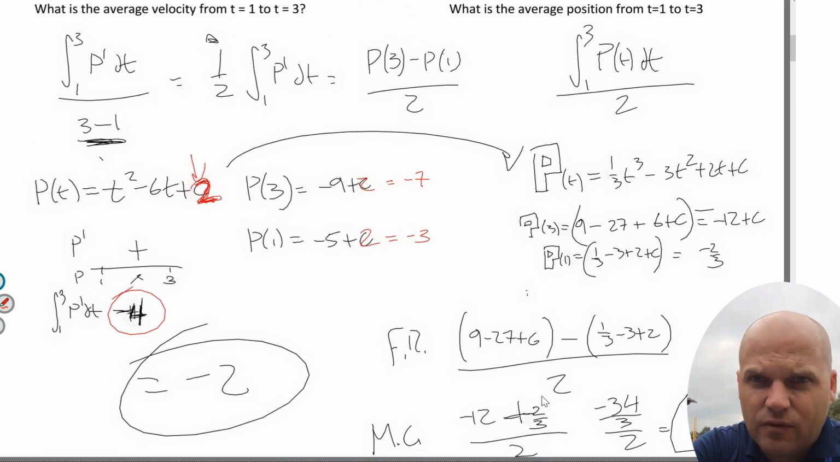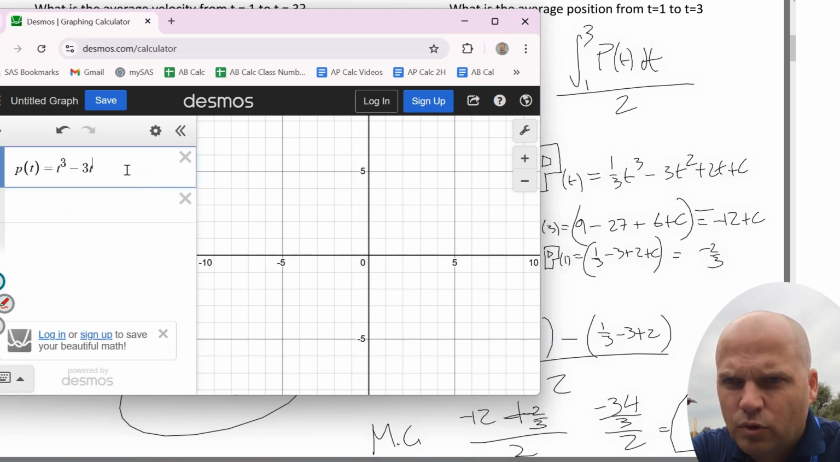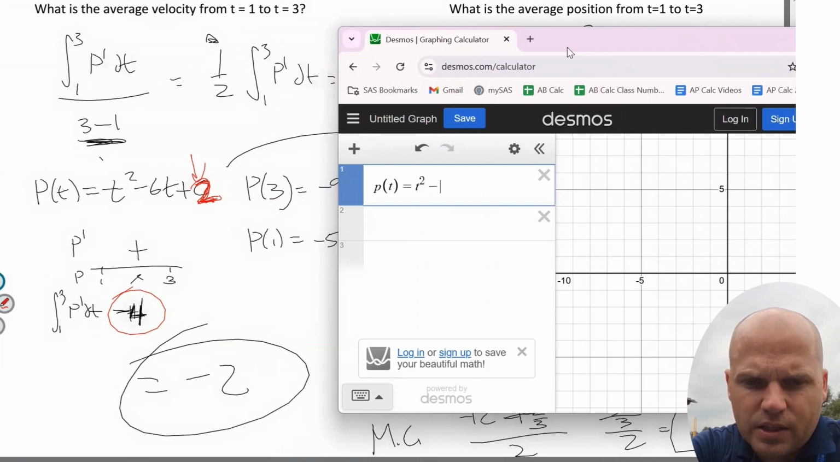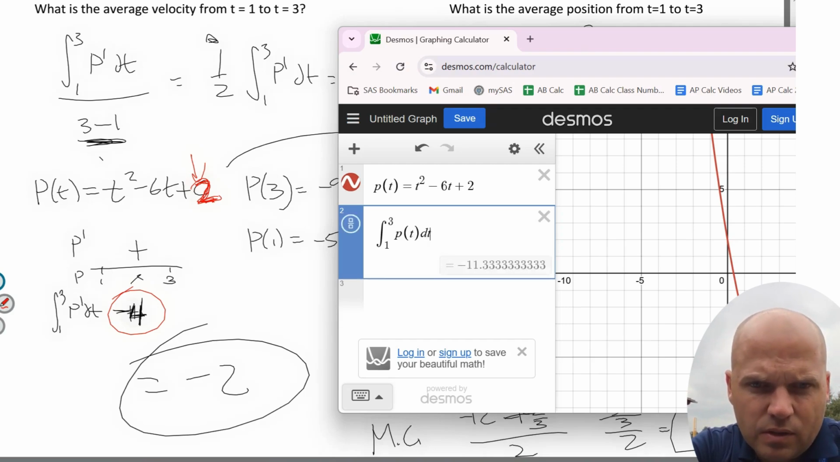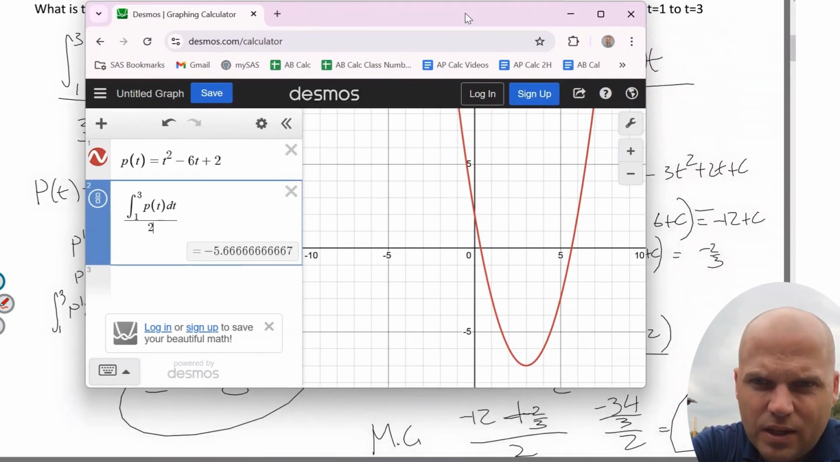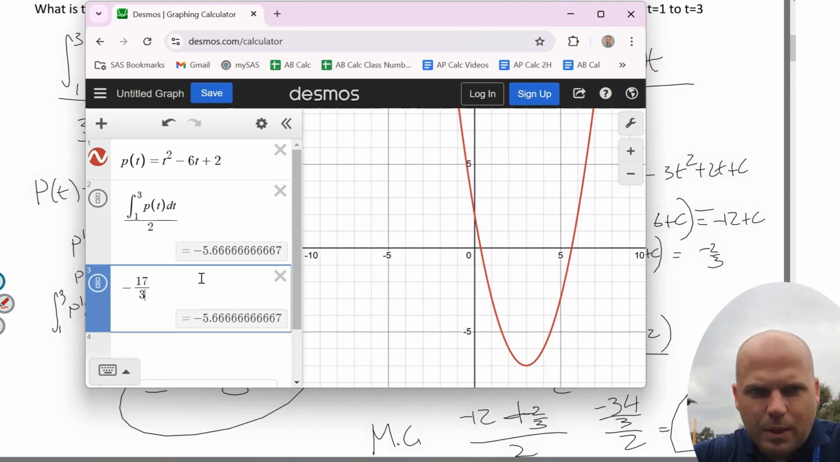Now let's see if that works. If I accumulated my position, with my position being T squared minus 6T plus 2, and I accumulate that from 1 to 3 of my position, and I divide that by 2, I get what I'm hoping is negative 17 thirds. Ba-bam. Okay.